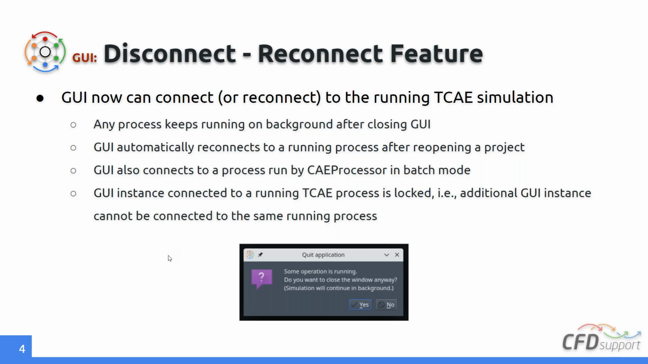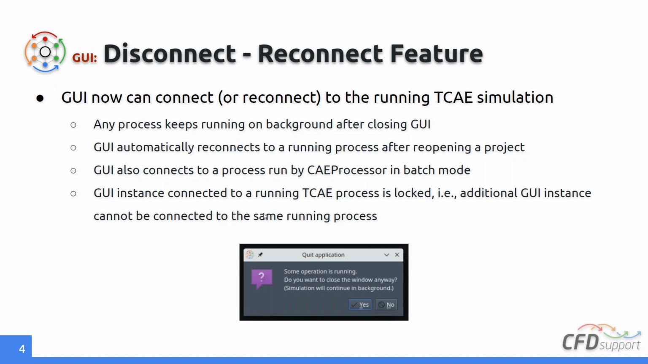This also works if the process is run in batch mode, for example. Typically on Linux machines, you run it by a script or whatever, and then, for example, when you would like to see graphically where the simulation is, you just load the project into the GUI, everything is reconnected, and then you will see, for example, live residuals, etc. Maybe I will show you in a few seconds how it works.